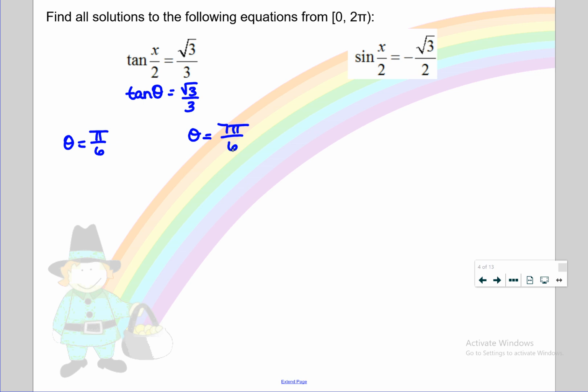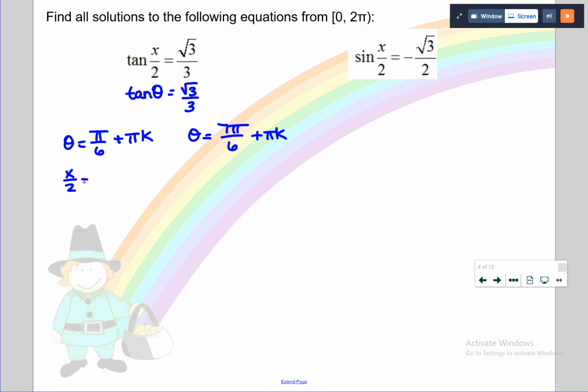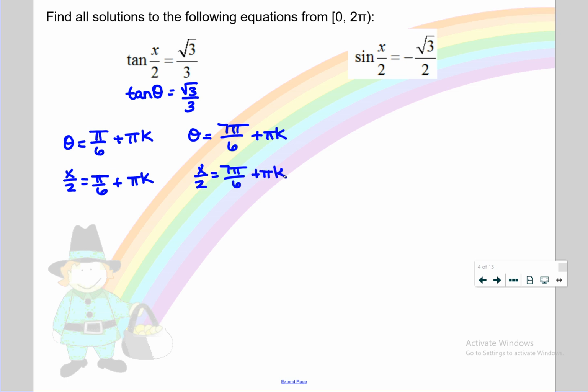Now this time it's a tangent, so what period do I add on? Pi k, plus pi k. All right, substitute back in my original angle. X over 2 equals pi over 6 plus pi k. X over 2 equals 7 pi over 6 plus pi k. And in both of those, how do I solve for x?